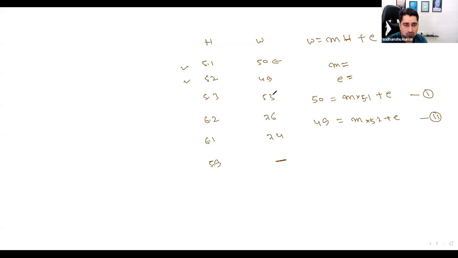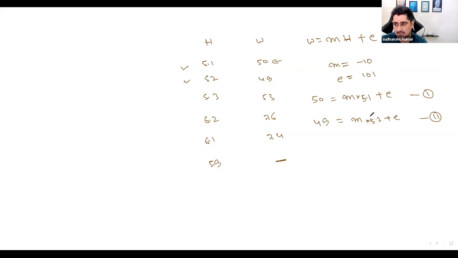So M is equal to minus 10 and E is equal to 101. Most of you are saying M is equal to minus 10, E is equal to 101. So this is the value of M and E, and we are able to figure it out.